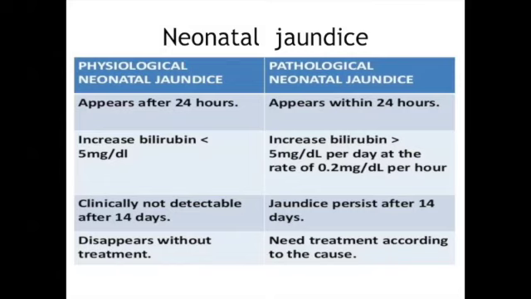Whereas pathological neonatal jaundice appears within 24 hours, increased bilirubin will be more than 5 milligram per deciliter per day, and the rate of increase will be 0.2 milligram per deciliter per hour. So pathological neonatal jaundice will progress over the course of time, and the jaundice will persist even beyond 14 days. And these patients will need treatment according to the course.